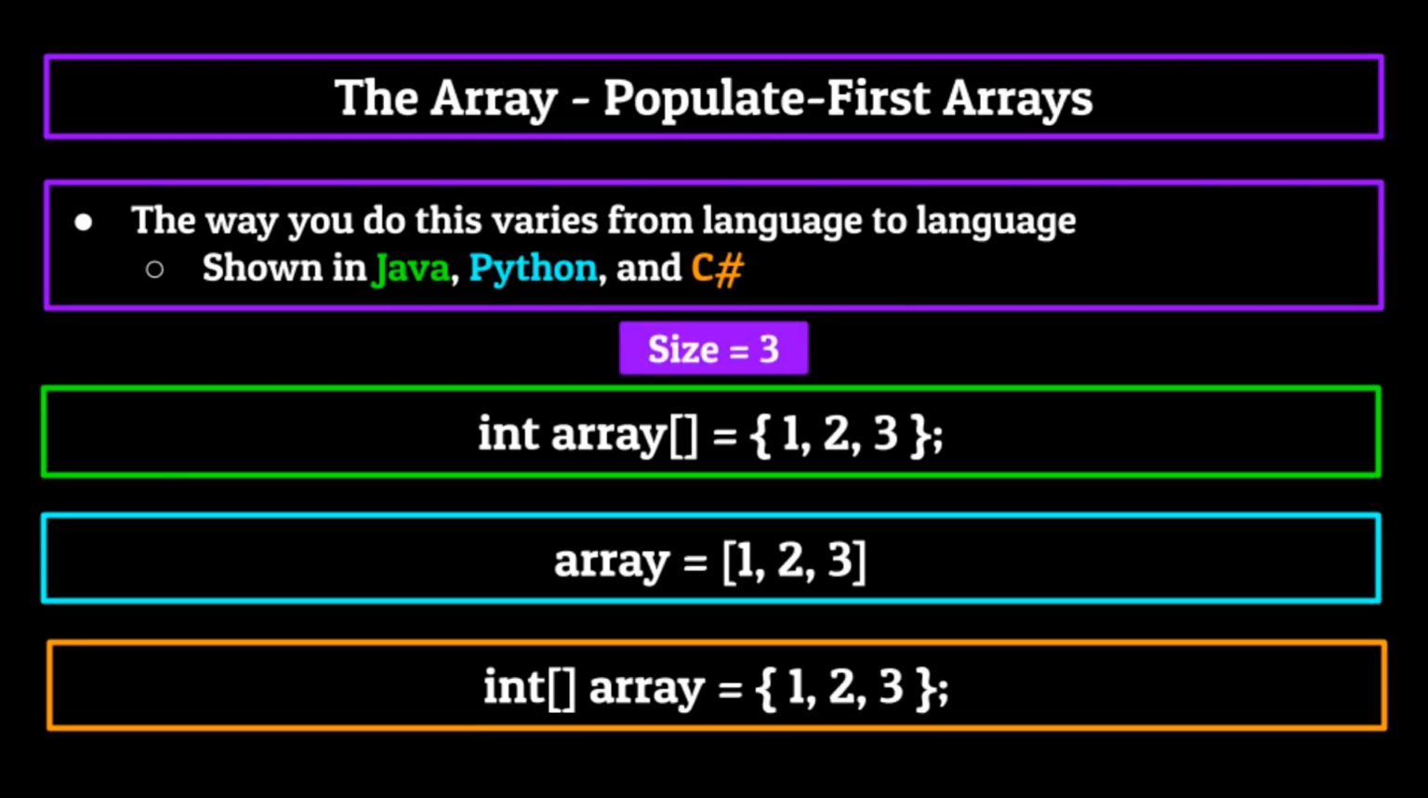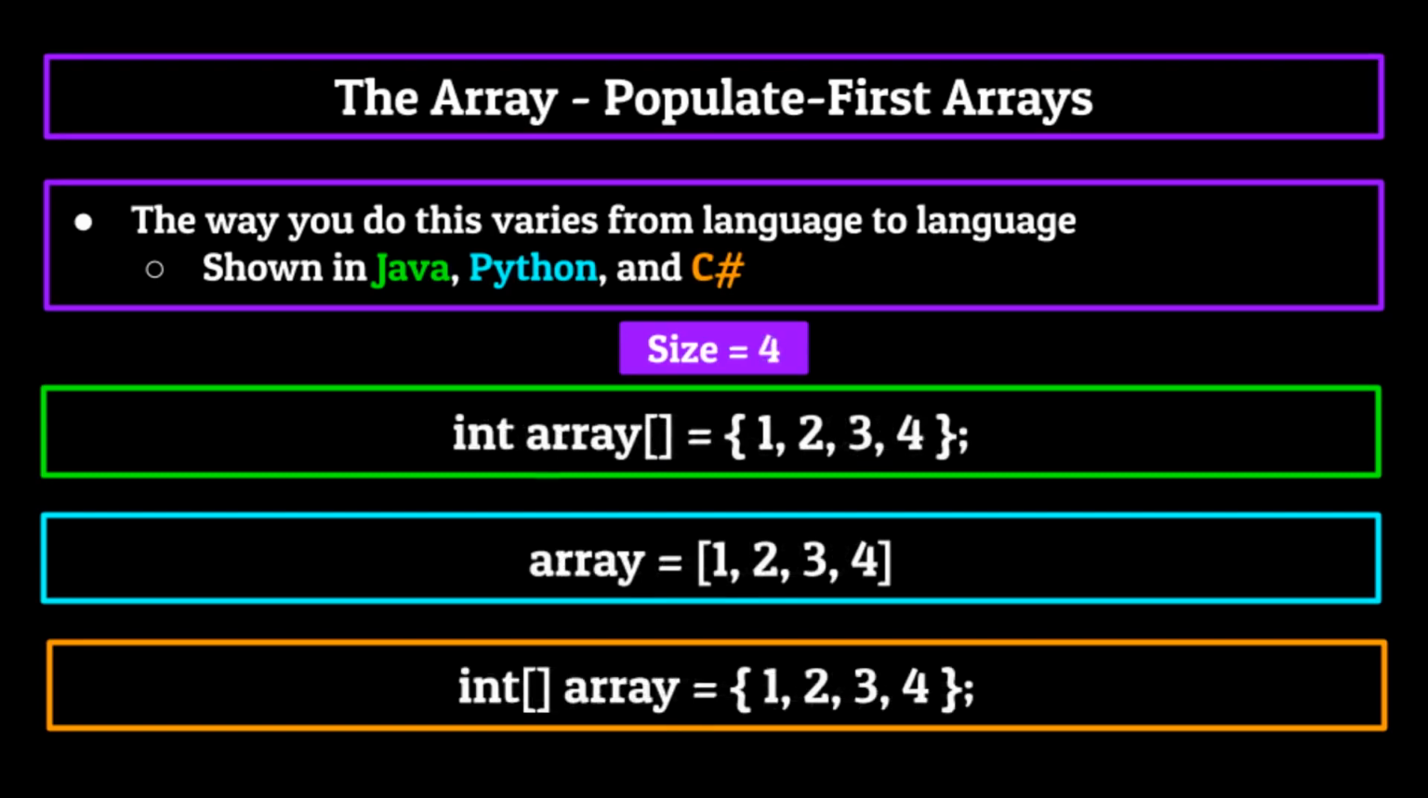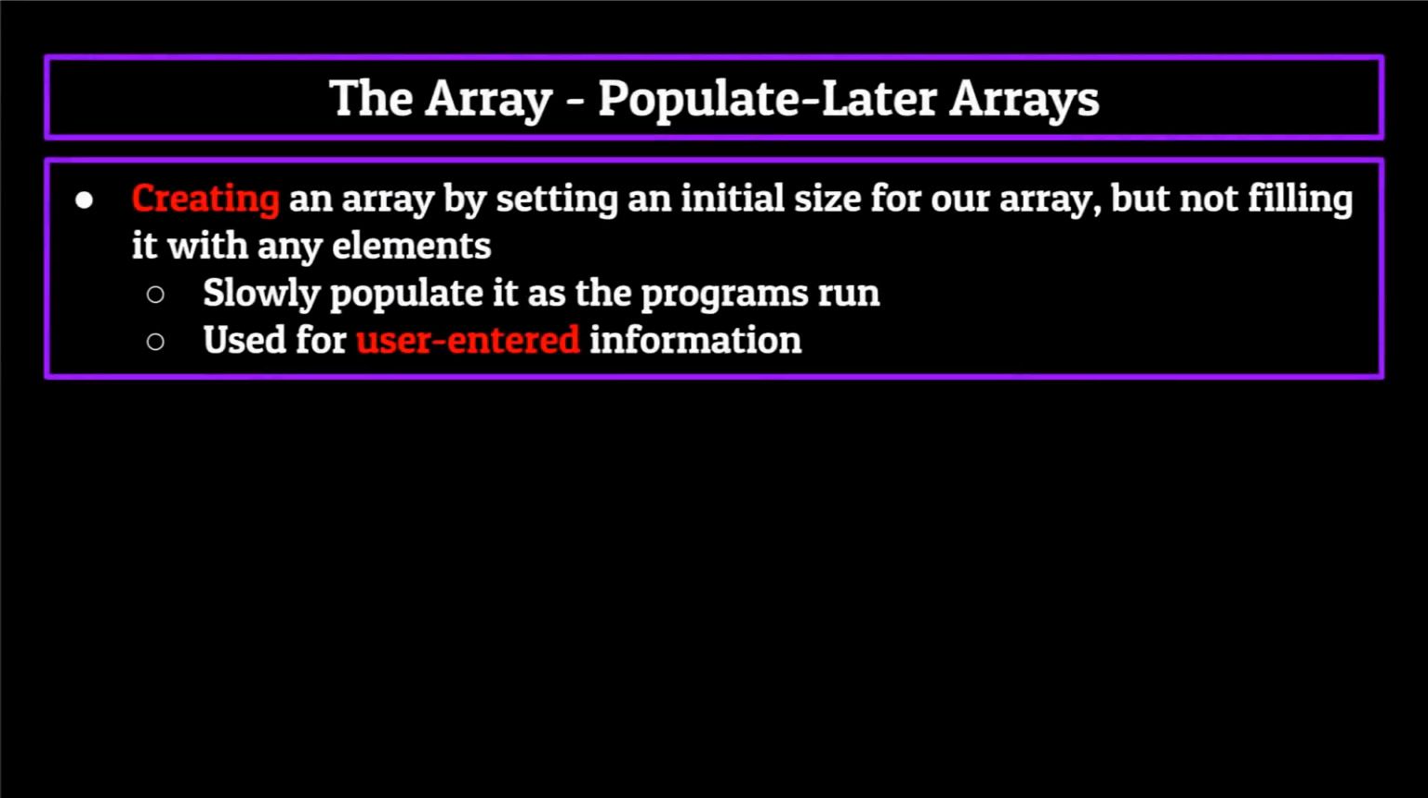If we were to, say, go back and add in a 4th number, where we define the array, the size would dynamically increase to 4 the next time we run the code. Now, the second way in which we can instantiate an array is by setting an initial size for our array, but not filling it with any elements, and then slowly populating it as the program runs.